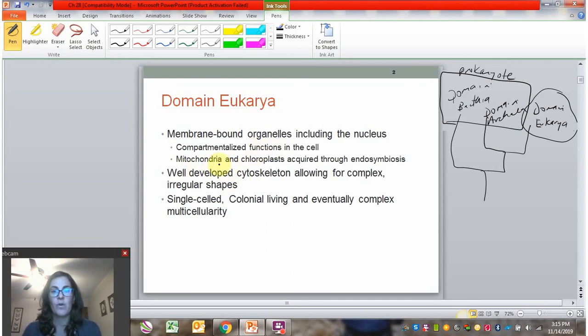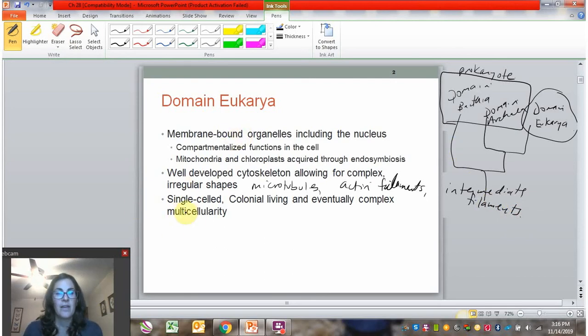As we talked about before, mitochondria and chloroplasts were acquired through endosymbiosis when an early eukaryotic cell engulfed a prokaryotic cell. So in addition to these classic differences, another feature of eukaryotic cells is a well-developed cytoskeleton. So these include things like microtubules, actin filaments, and intermediate filaments that crisscross the eukaryotic cell.